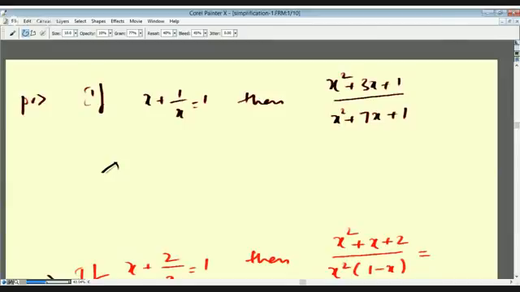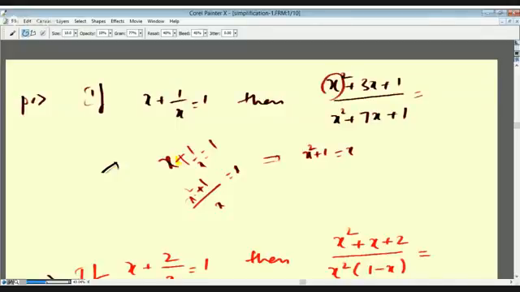So this is very simple. Try to simplify. This is given as x plus 1 by x is equal to 1. Simplify this, then what will happen? The denominator will become x, and you cross multiply: x square plus 1 is equal to x. So x square plus 1 is nothing but x.